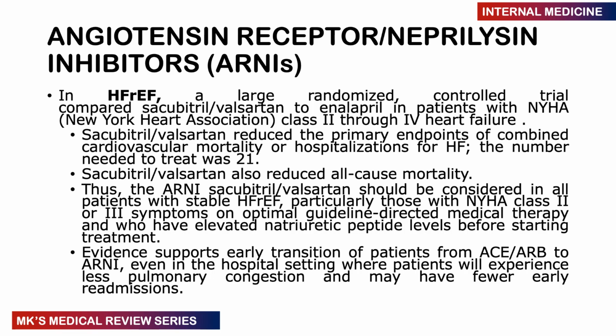So they are actually quite superior compared to just using an ACE inhibitor on its own, which is why we must transition our patients from the ACE inhibitor or an ARB to these angiotensin receptor blockers with neprilysin inhibitors. Even in the hospital setup, they will experience less pulmonary congestion and they may have fewer early readmissions. So generally, sacubitril and valsartan should be considered in all patients with stable heart failure with reduced ejection fraction, especially those with class 2 and class 3 symptoms, and if they are on optimal guideline-directed therapy with the other drugs, and you find that they have elevated levels of natriuretic peptide before starting treatment.